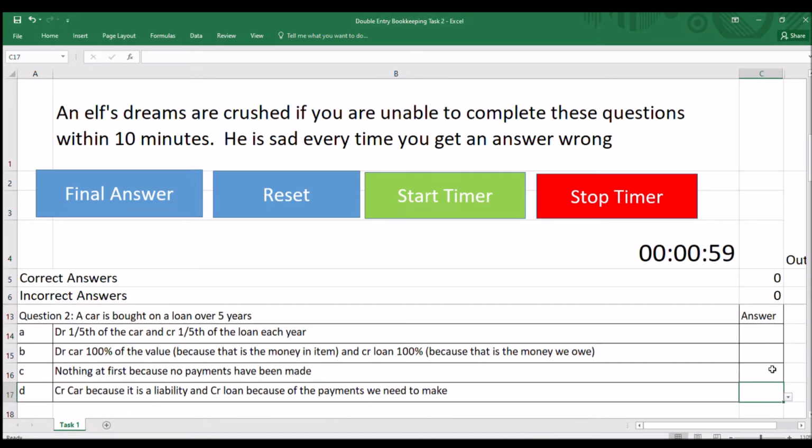A car is bought on a loan over 5 years. What are the debits and credits? So we recognise the full value of the car and the full value of the loan because we bought the car, and the car is a money in item, and so that's going up, so that's going to be debit the car, and the loan is money going out. We're going to repay the loan, so that's a money out item going upwards, and that's going to be credit, and increasing the money out item is credit, so it's going to be debit the car and credit the loan.